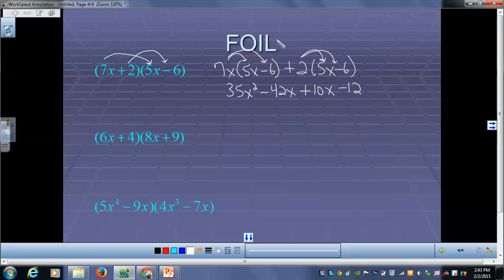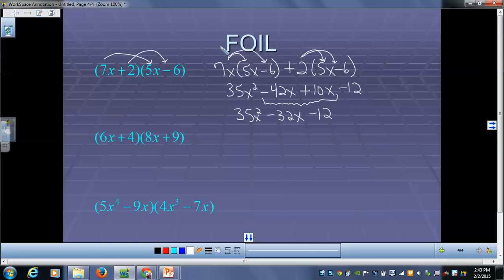All right, now the final step here. Now notice we're always looking for like terms before we finish the problem. Okay, and so what I see is here in the middle, I have two of the same type of terms, so I want to combine those. So this would be 35x squared. Negative 42x plus 10x would be a minus 32x. And only one constant term, so I bring that down.